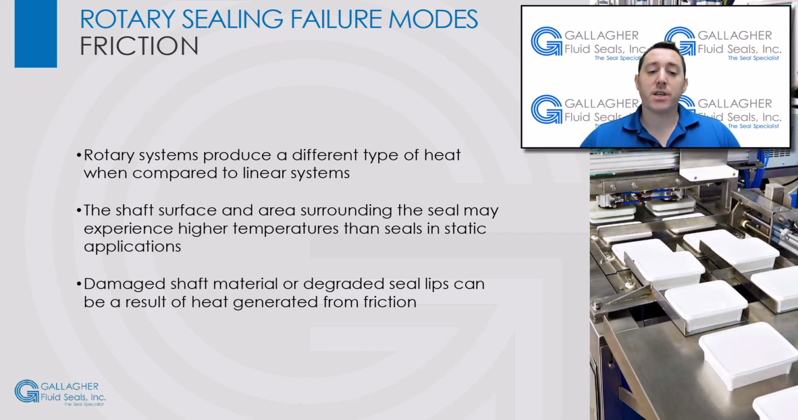Rotary systems produce heat that is different when compared to linear systems. It dissipates in a unique way. This means that the shaft surface and area surrounding the seal may experience higher temperatures than those in a static application. What this can ultimately lead to is damaged shaft material or degraded seal lips.